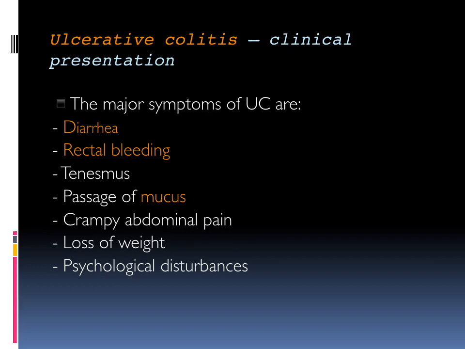So for the clinical presentation of ulcerative colitis, because of the inflammation of the colon, the majority of the patients will present with diarrhea, rectal bleeding, tenesmus, and passage of mucus. Some would have crampy abdominal pain and loss of weight. Remember that lots of these patients keep going to the bathroom and spend lots of time in the bathroom. This probably causes psychological disturbances and puts pressure on the patients.